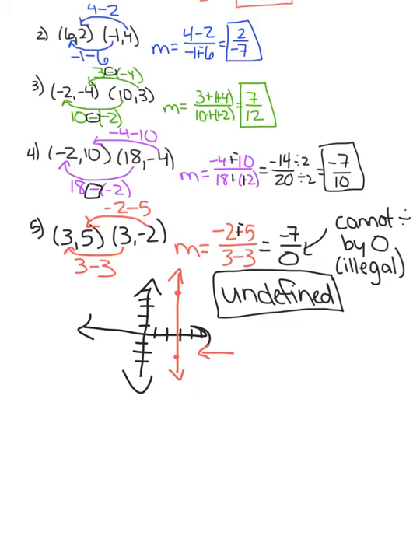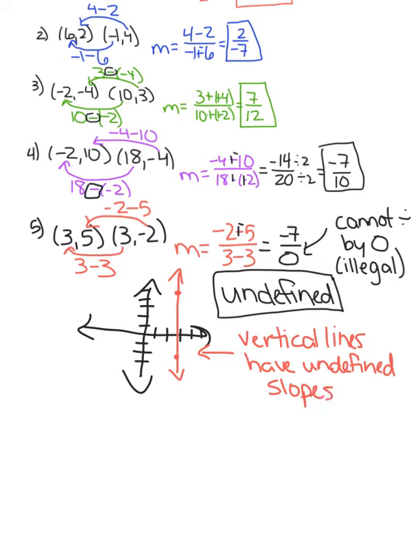Vertical lines have undefined slope every time. Vertical lines have undefined slopes. Sorry if you can hear the helicopter going over. All right, vertical lines have undefined slopes. So any vertical line is going to have undefined slope. Anytime you have a 0 on the bottom, then we know this is a vertical line. Anytime you have 0 on the bottom, it's undefined slope, it's a vertical line. Okay, so vertical lines have undefined slope.